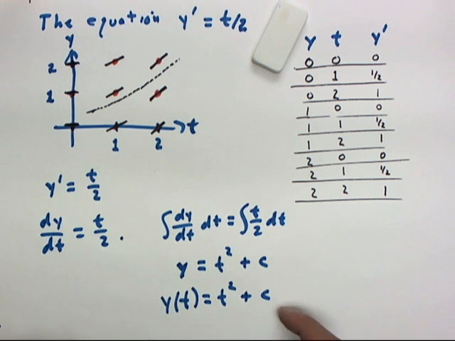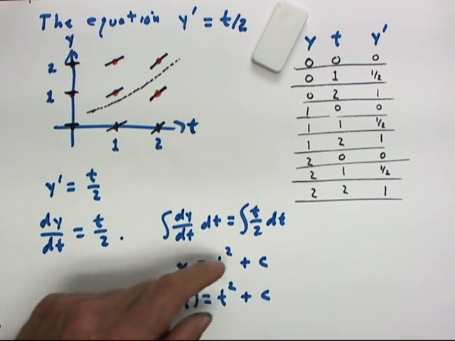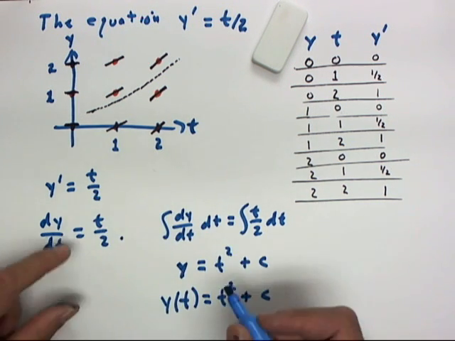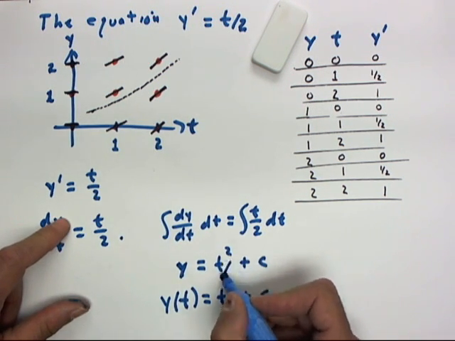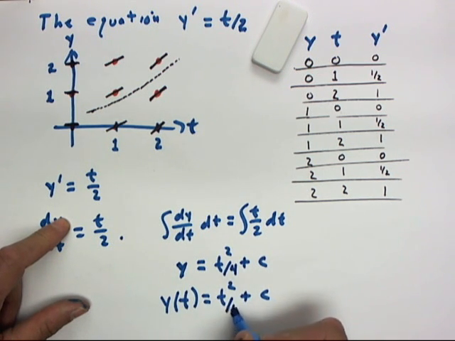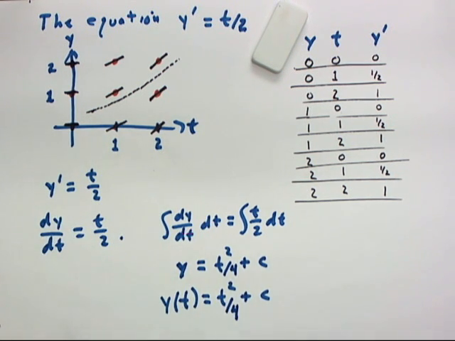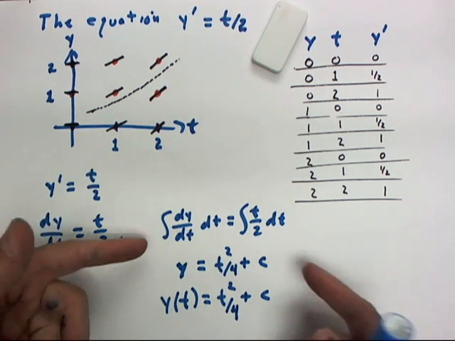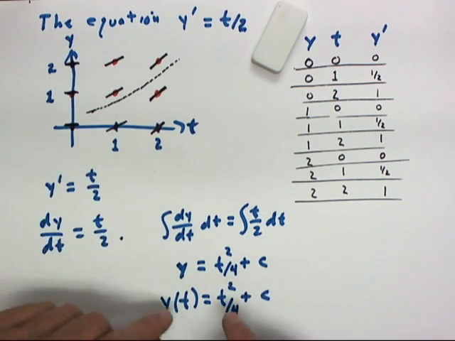good heavens, screwed that one up, didn't we? Y prime is t over 2. The antiderivative of t over 2 is going to be t squared over 4. Fortunately, I have room to write that in, and I'm going to go on.